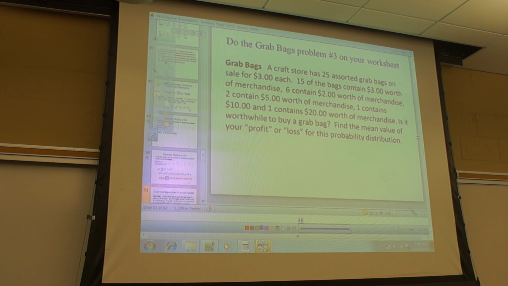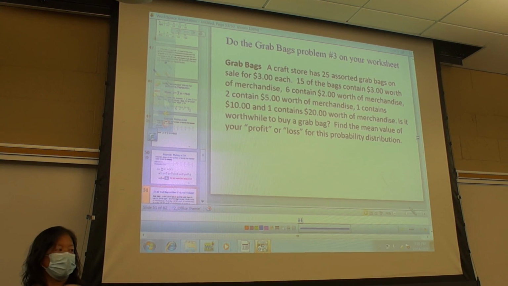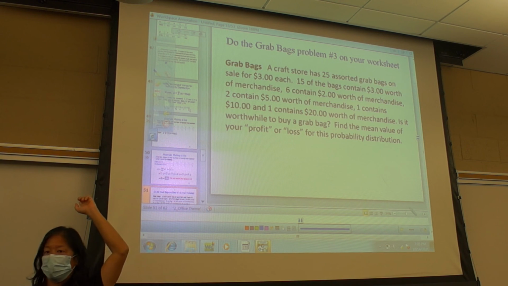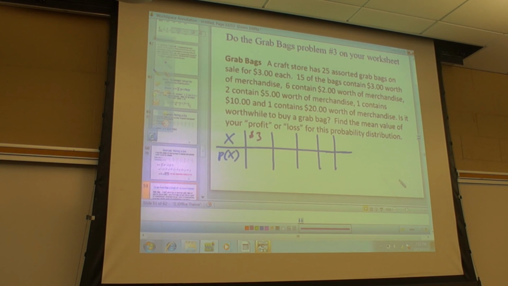Well, what's the probability that I get a $3 bag? 15 of them out of. Don't forget the out of. Not 1,500%. 15 out of 25. Okay, do it. We have 5 minutes left. Almost time to go. So $3, $2, $5. Don't forget, my probability is not 15. Don't forget the out of, right? That can't be 1,500%. If you're out of, or else you're gonna be in trouble.